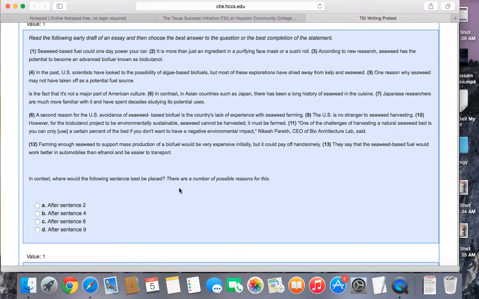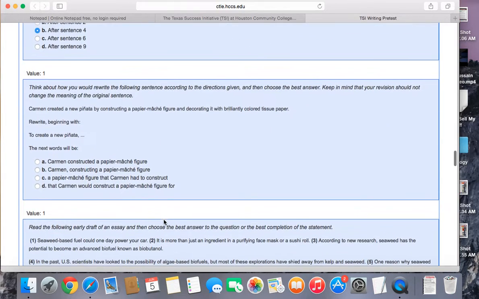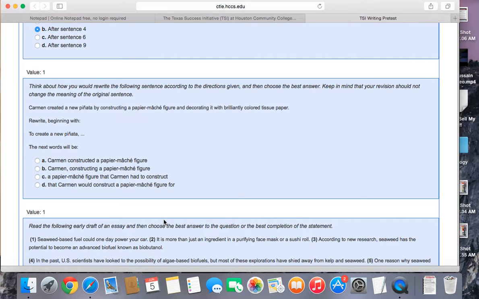Okay, let's see this. There are a number of possibilities for this. Sentence 2, just one number. It's more than just an ingredient in purifying face bags. There's a number of possibilities for this. No. In past years, I have located possibility of algae. Oh, one reason. There's a number of possible reasons. One reason. I don't even need to. That's my answer. So secure on that.